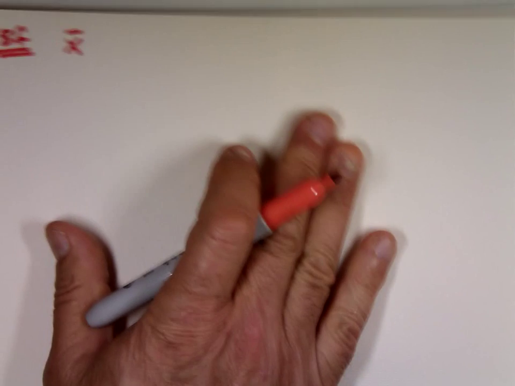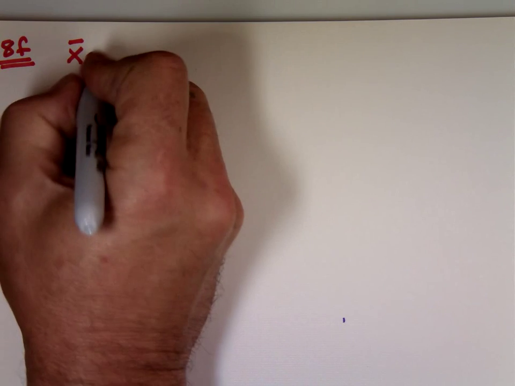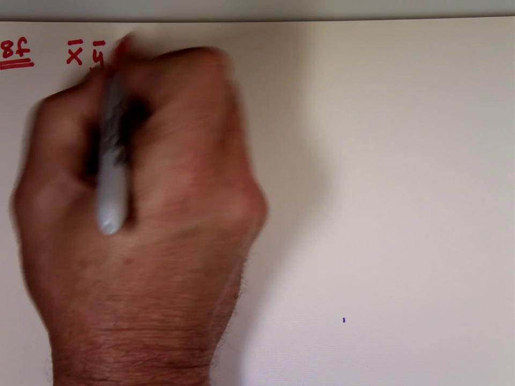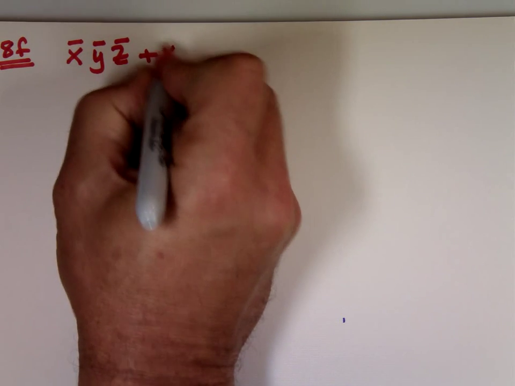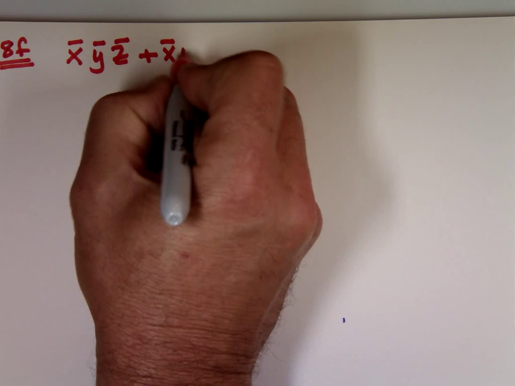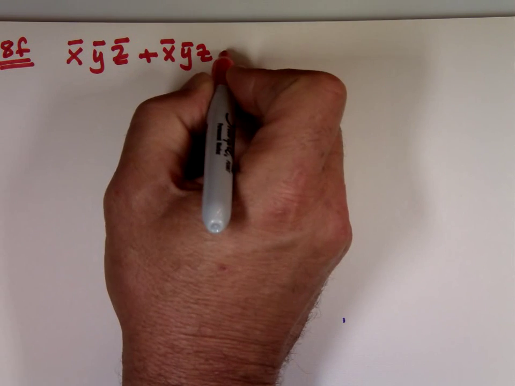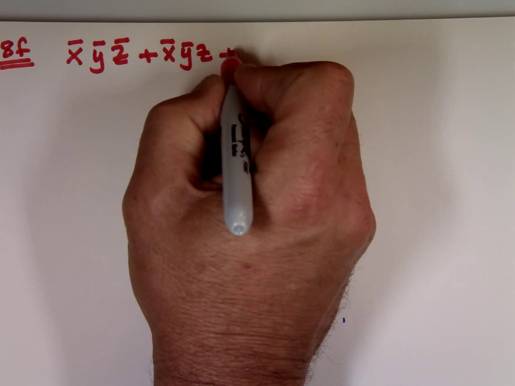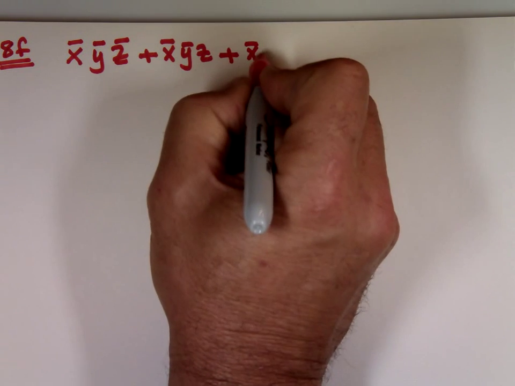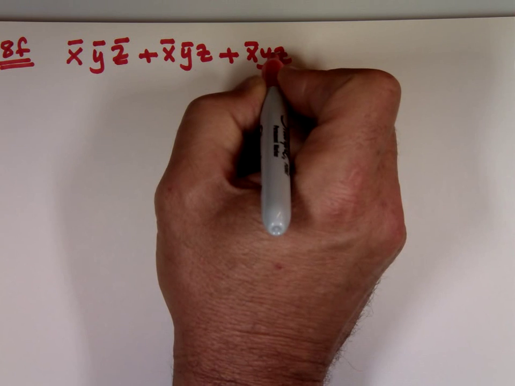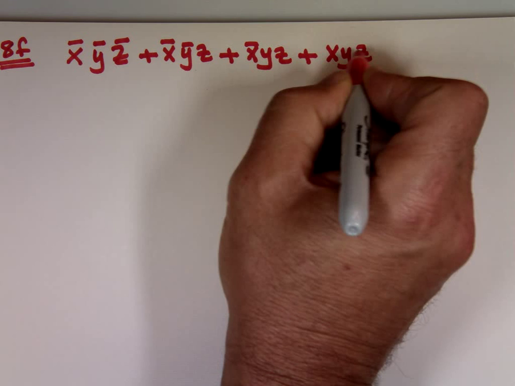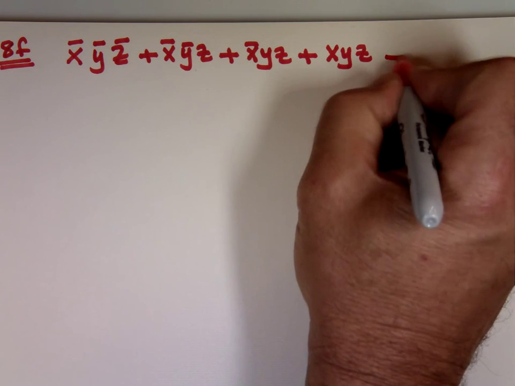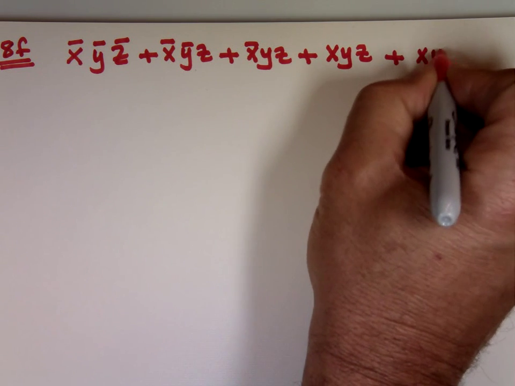The output is X bar, Y bar, Z bar, plus X bar, Y bar Z, plus X bar, Y Z, plus X, Y, Z, plus X, Y, Z bar.